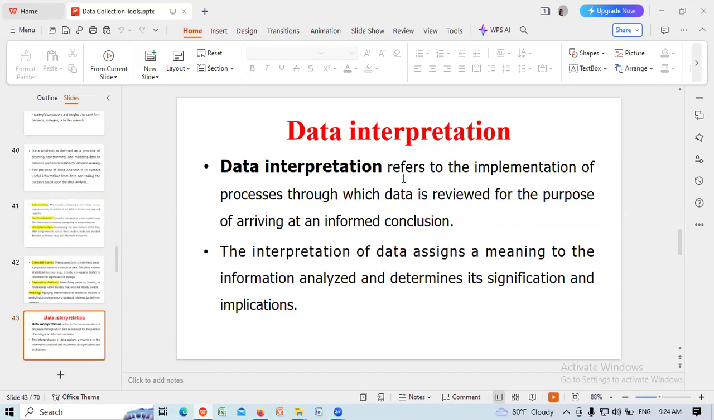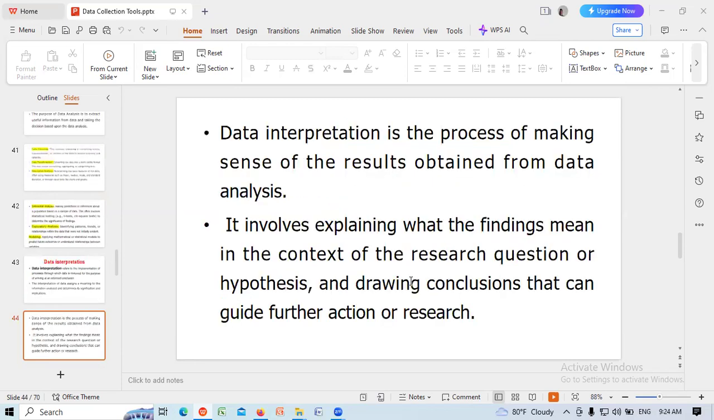Data interpretation refers to the process through which data is reviewed for the purpose of arriving at an informed conclusion. The interpretation of data assigns meaning to the information analyzed and determines its significance and implications. Data interpretation is the process of making sense of the results obtained from the data analysis.